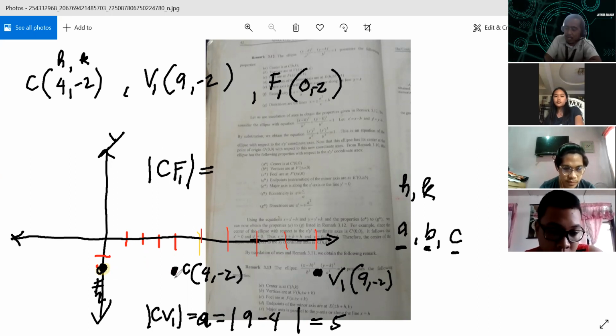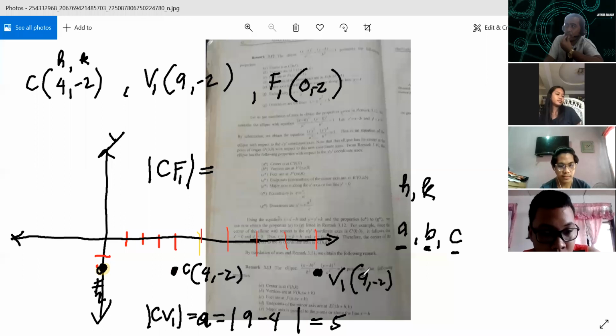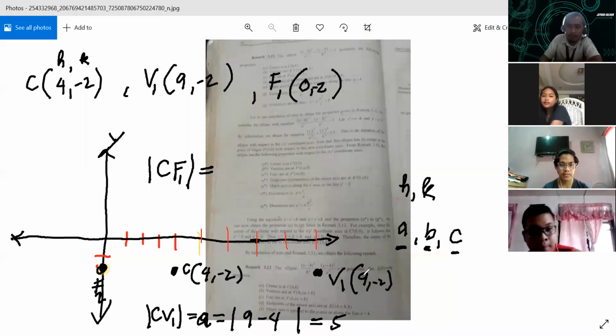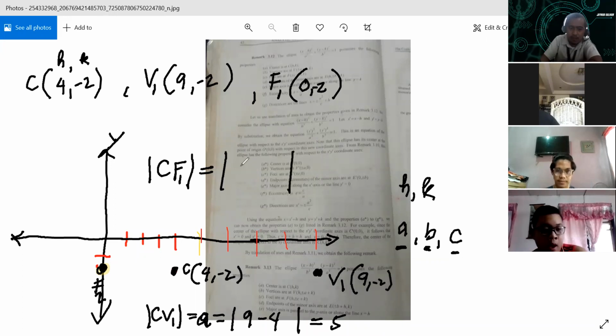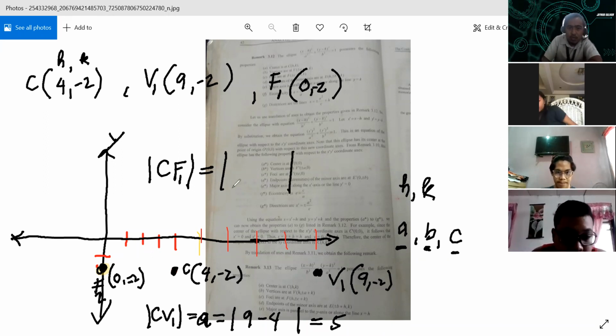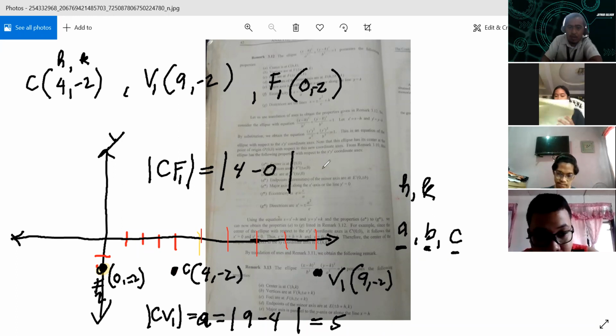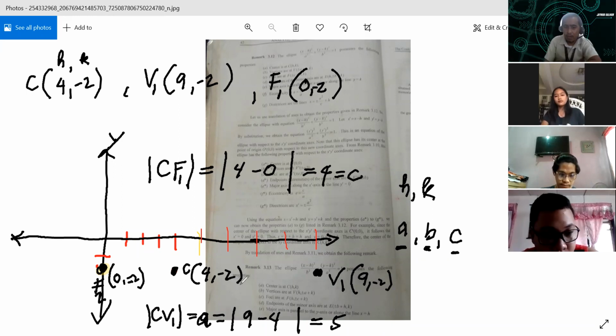And again, since they are lying on the same line, they have the same ordinate. So in that case, you can get the absolute value of the difference of their abscissa. And this is just 0, -2. So it will be 4 minus 0. So it is just 4. And that is your C, right? So we already have the value of A. We already have the value of C.